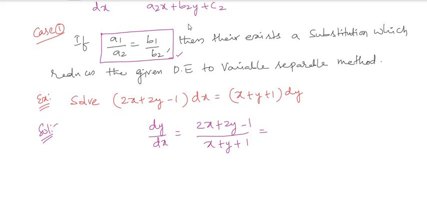So you just compare this with your normal equation, a1x plus b1y plus c1 divided by a2x plus b2y plus c2, the non-homogeneous form. So now what are the values here?